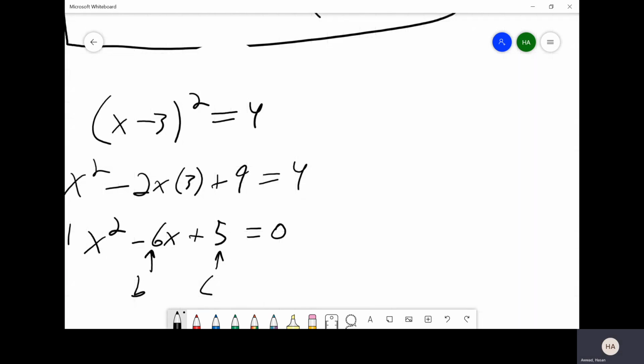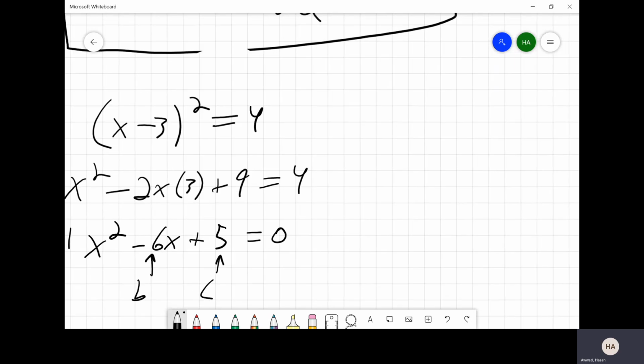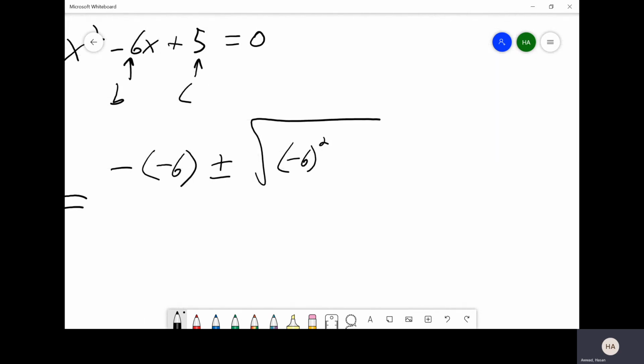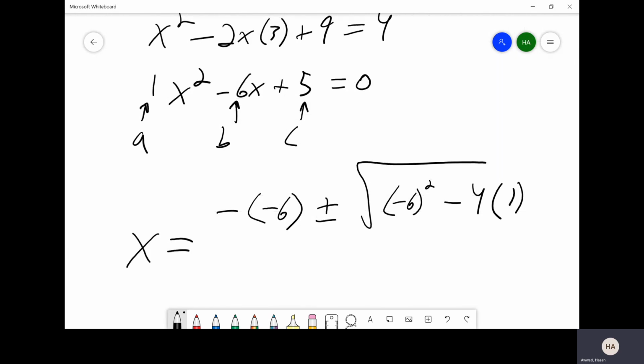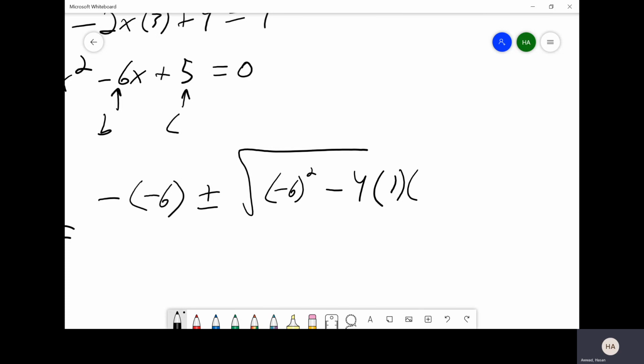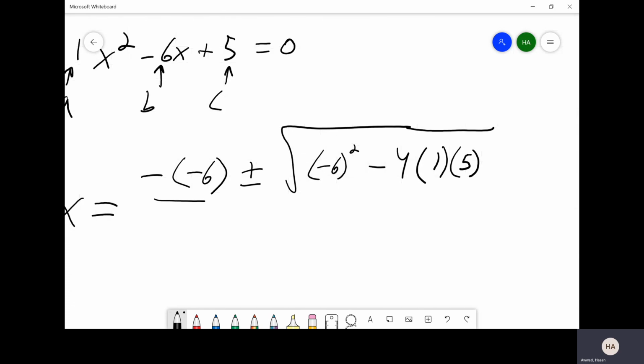And then what do we have? We have minus 4 times a times c. So minus 4 times a is 1, right? That's our coefficient of x squared. C is going to be positive 5, so times 5. And this is all going to be over 2 times 1 because it's 2 times a, but in this case, 2 times 1 is still just 2.